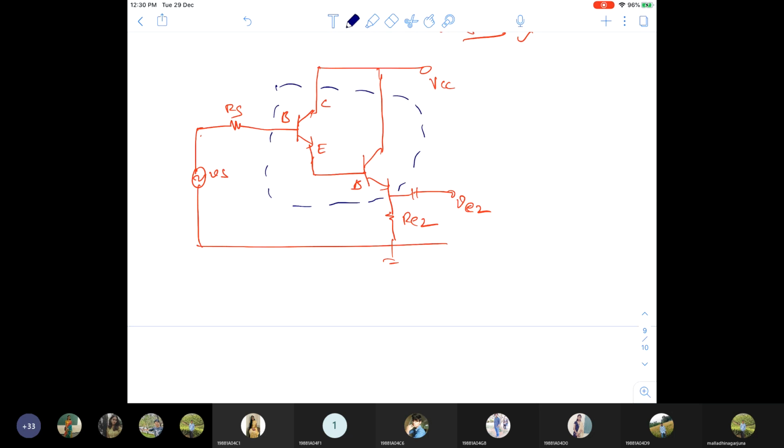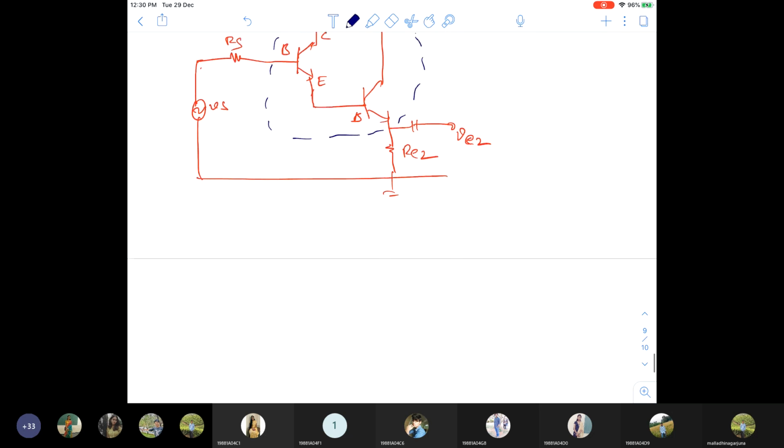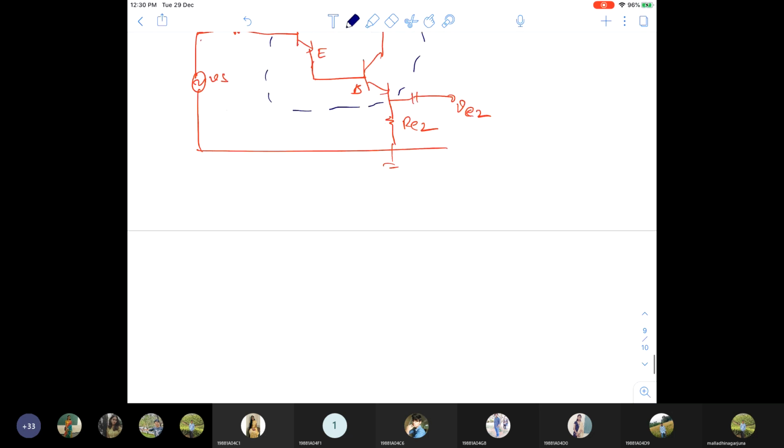Darlington pair connection. So this is the circuit diagram for the CC with the CC. The first stage is CC and the second stage is also CC. Now let us draw the H parameter model for the Darlington pair amplifier. Let me draw it here.